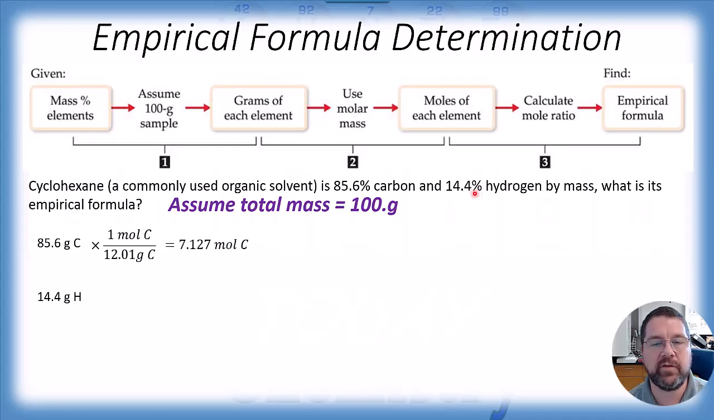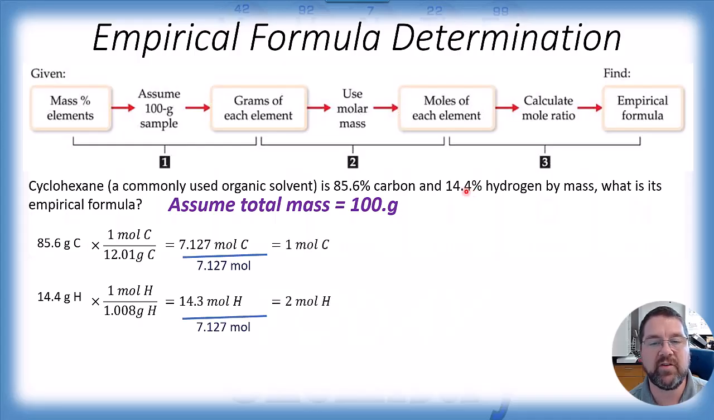Using molar masses, we see that the smaller of the two mole numbers is 7.127, so we divide both by that 7.127 moles, and that's going to give us a nice 1:2 ratio. The empirical formula for cyclohexane is CH2.